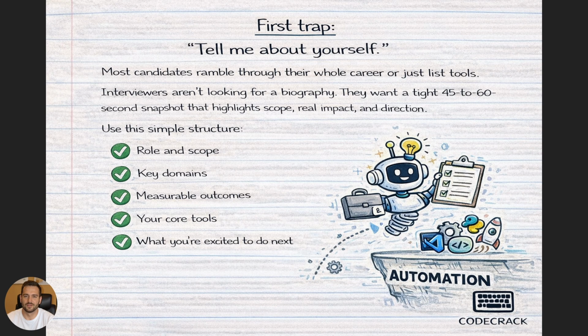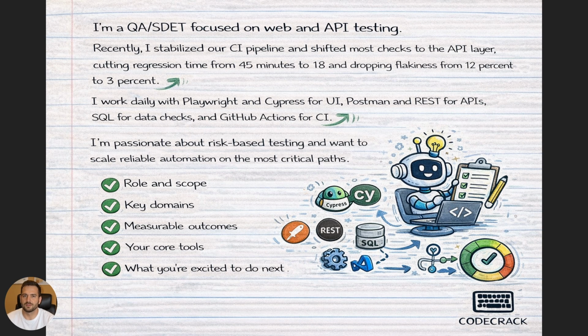First trap, tell me about yourself. Most candidates ramble through their whole career or just list tools. Interviewers aren't looking for a biography. They want a tight 45 to 60-second snapshot that highlights scope, real impact, and direction. Use this simple structure: role and scope, key domains, measurable outcomes, your core tools, and what you're excited to do next. Here's an example you can personalize.